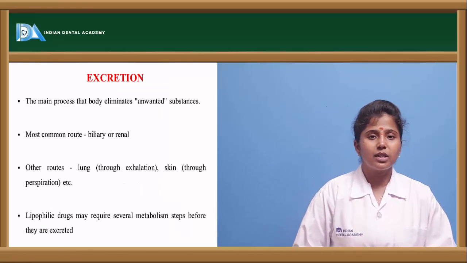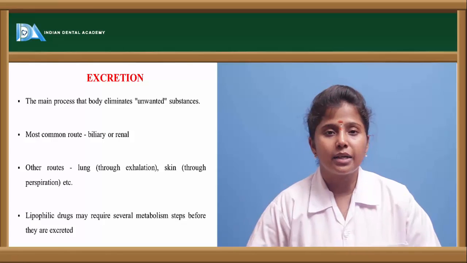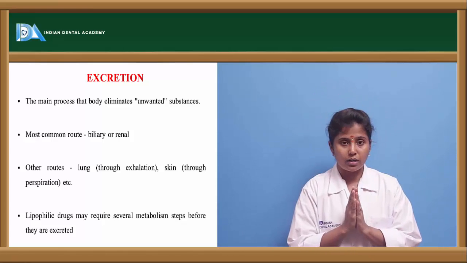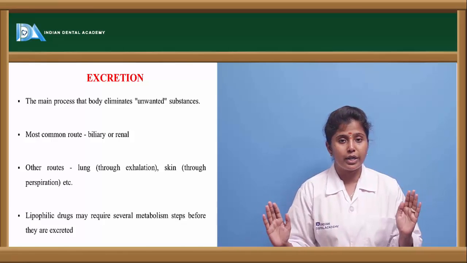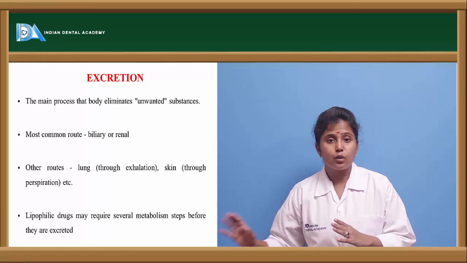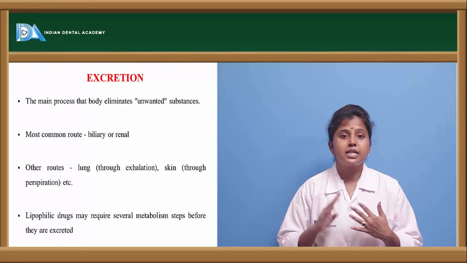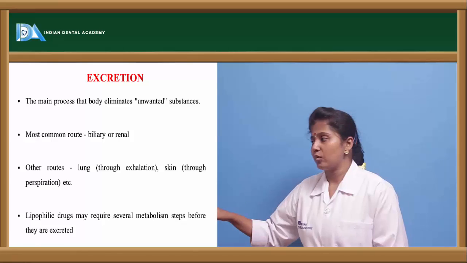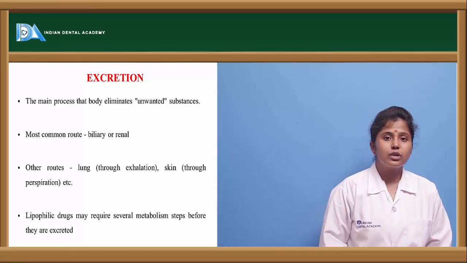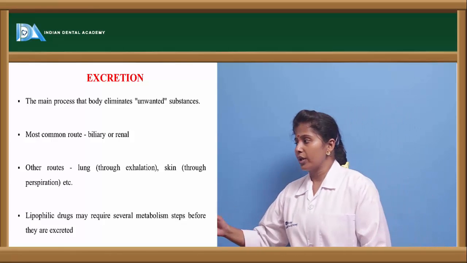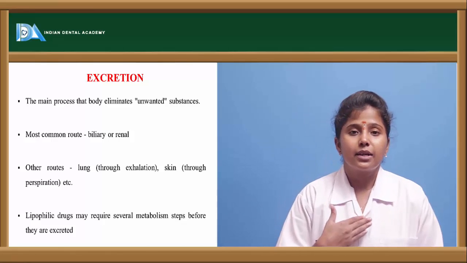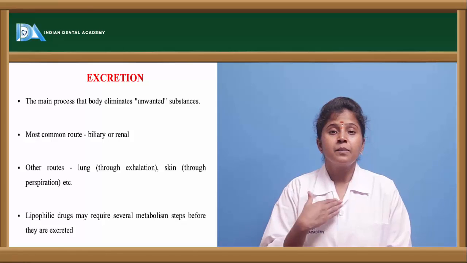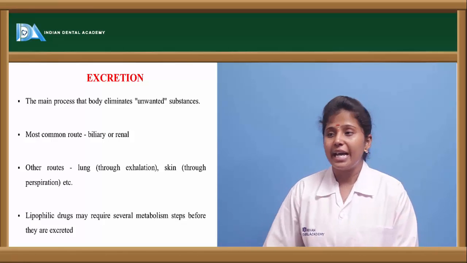Excretion. Finally, after metabolism takes place, the drug undergoes excretion. Whatever the metabolite is, it is a waste product and is not useful for the body, so it is excreted out in the form of urine, feces and bile. The main process is that the body eliminates the unwanted waste material. The common routes are bile or urine, and the other routes by which waste materials can be removed are through skin in the form of sweat, and through lungs in the form of exhaled air.